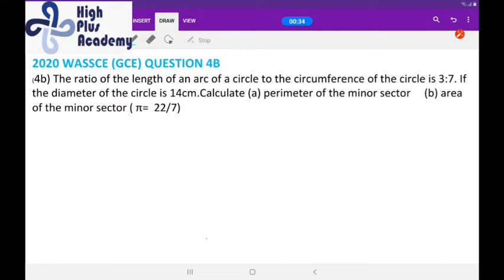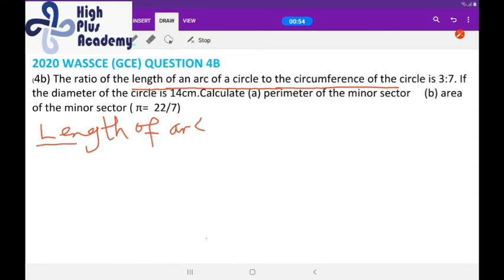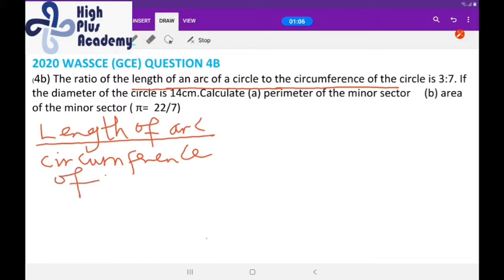The ratio of the length of an arc. Now the first thing to do is to analyze the question again. The ratio of the length of an arc of a circle to the circumference. So we are going to start from there. So we have length of an arc, the ratio of that to circumference of the circle. The question says the ratio equals 3/7. Remember that ratio and fractions are similar.